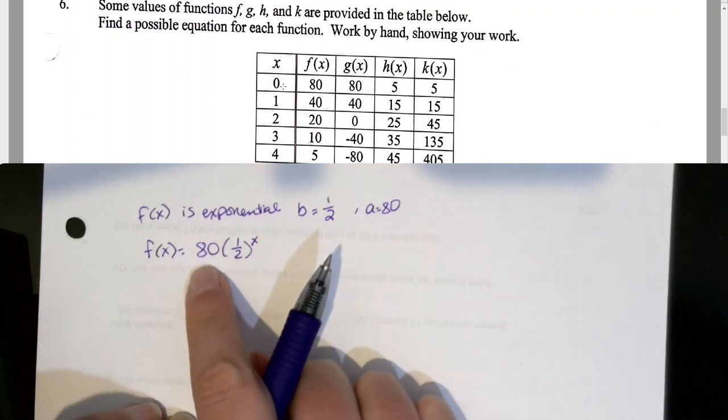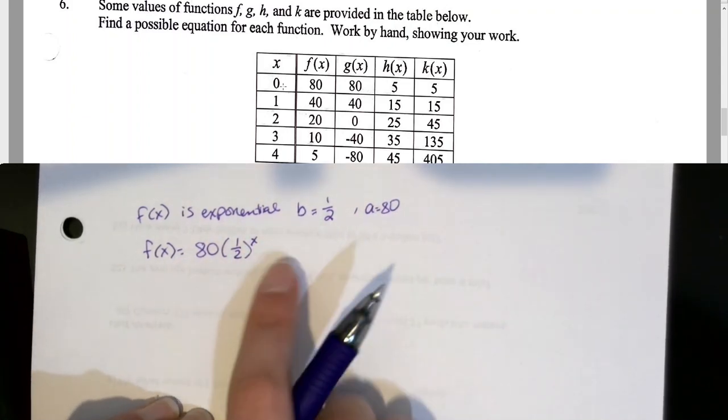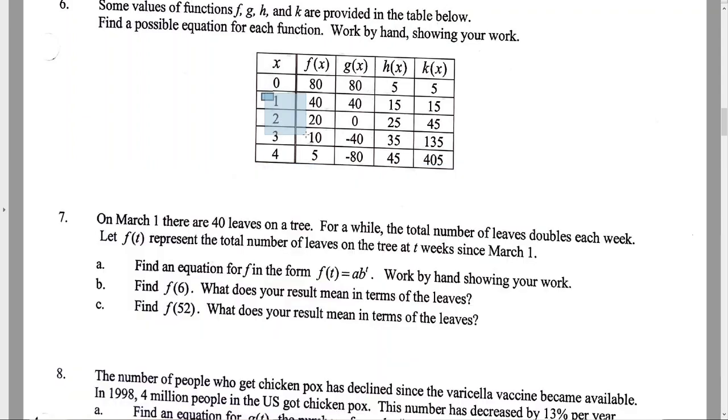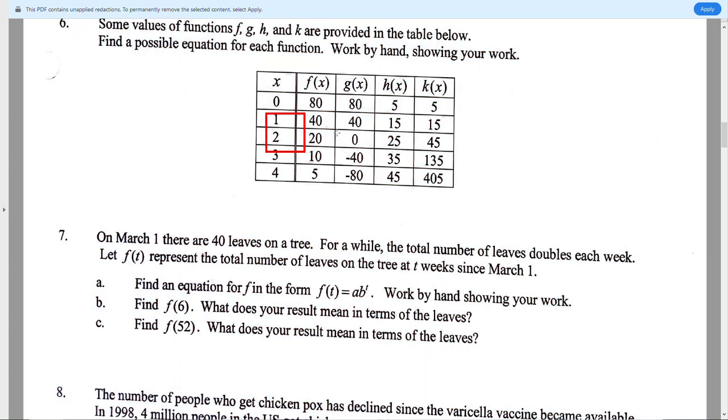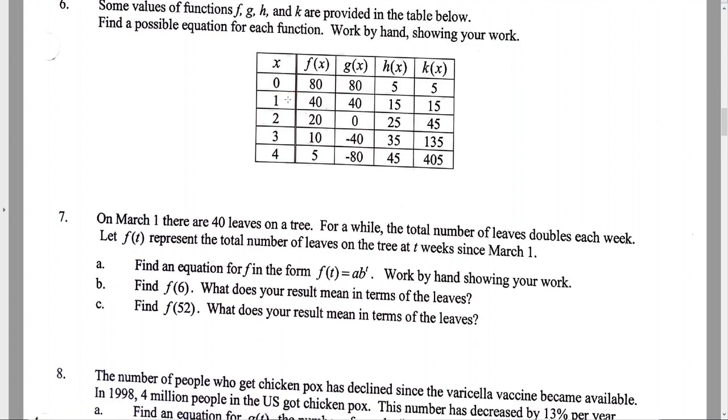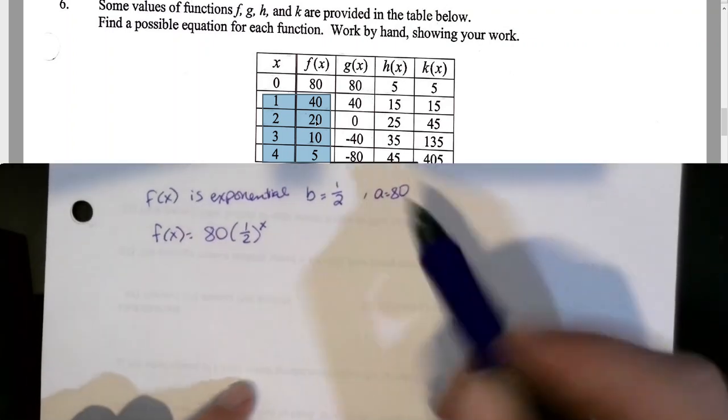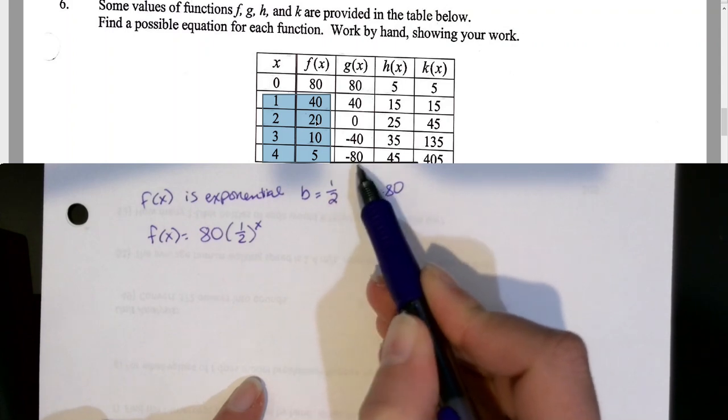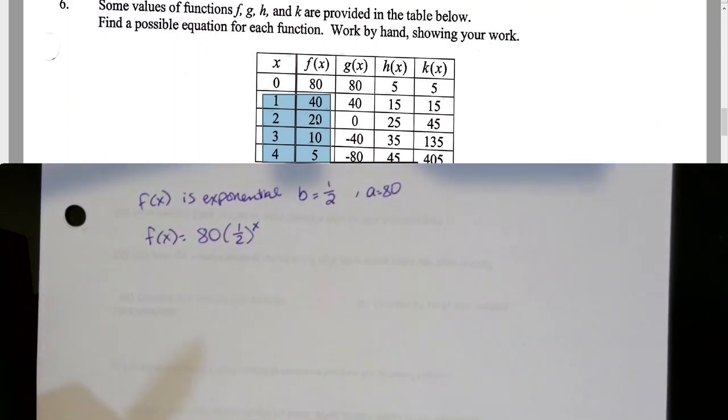If I didn't know the a value, if, for example, my chart started at 1 and 40, or even at 2 and 20, I could use the opposite of b, which is multiplying by 1/2, and I could multiply by 2 to go up the list. So if I started at 20, I could say the value for 1 would be twice 20, which is 40. The value for 0 would be twice 40, which is 80. So I might not have the a value initially from a chart like this, but I can find it if I can find the pattern for b.